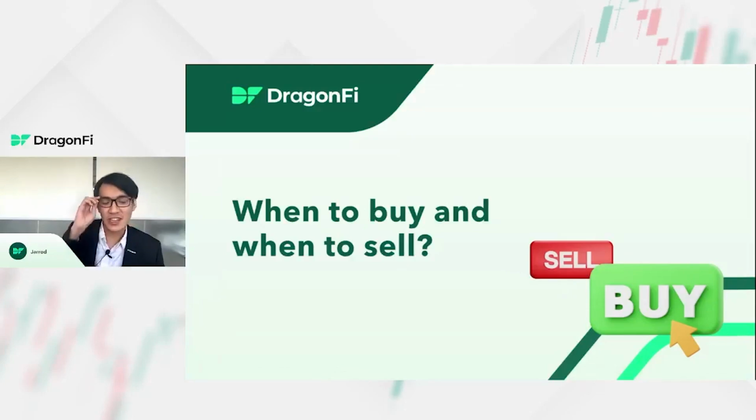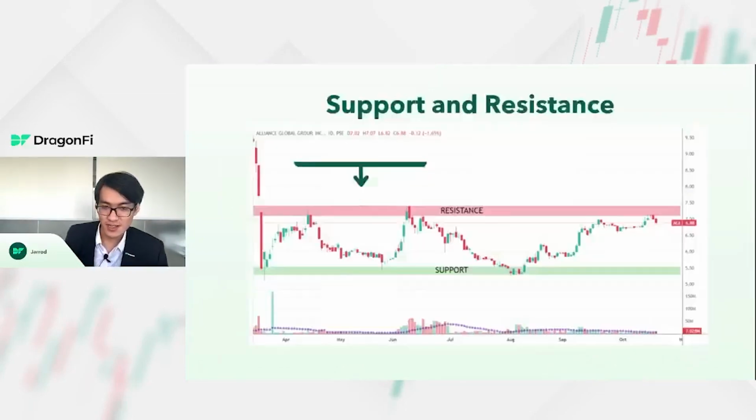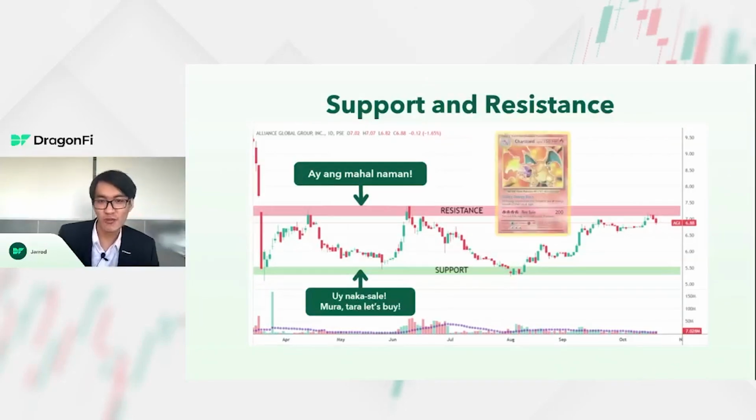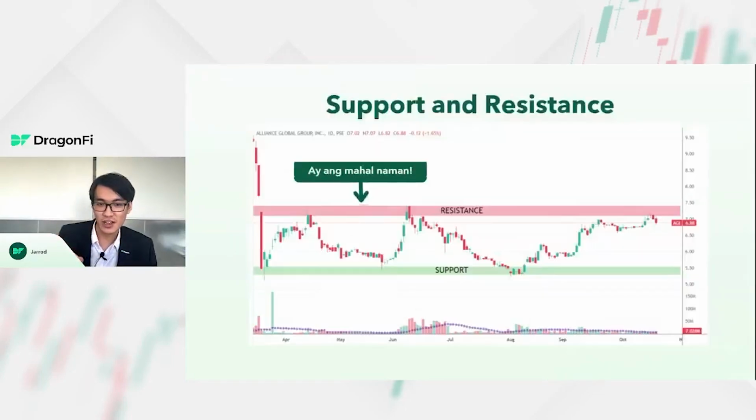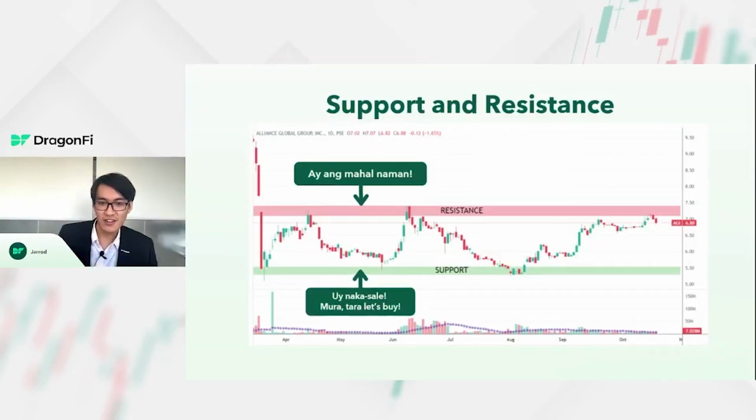So now that you have an idea of an uptrend, di ba? Yung tumataas yung presyo. Yun sideways kapag medyo flat. Then downtrend kapag bumabagsak naman yung presyo, right? Next, we should know when should you buy and when should you sell. So next, that's where support and resistance comes in. So this is a very important concept na you really have to understand so that you know the psychology going on in the market, right?